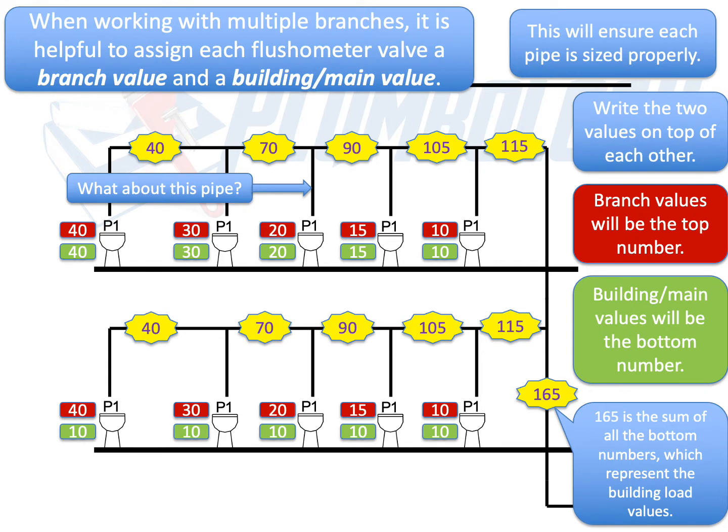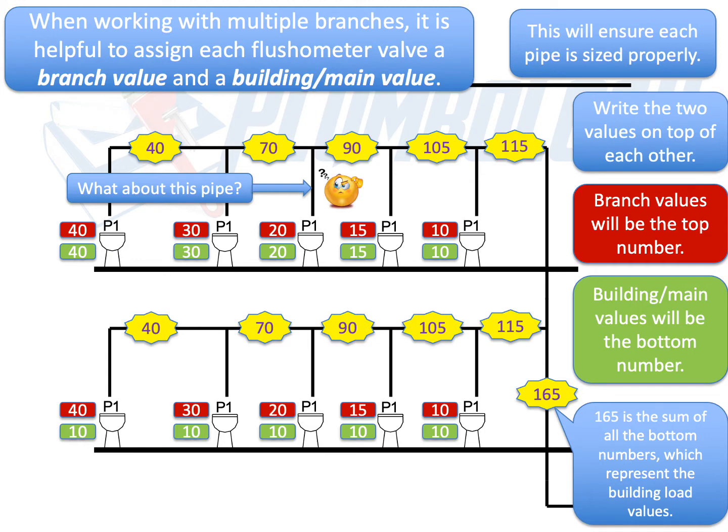What about the pipe that we're pointing to with the little call out there? We're on the second floor. It's the middle flush valve. We've labeled it a 20 over 20, meaning that for the branch piping on the second floor, that flush valve has a value of 20. The bottom number, 20, means that for the building, that flush valve is worth 20 fixture units.